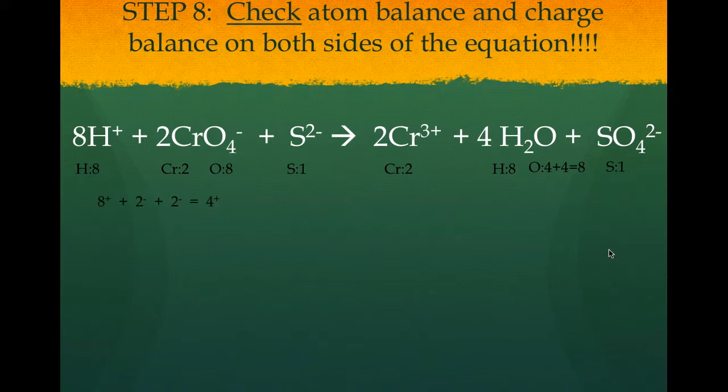The last thing we need to check are the charges. So we have an 8 plus, a 2 minus, plus a 2 minus, which gives us a 4 plus. And on this side, we have a 6 plus, water is neutral, plus a 2 minus with our sulfate, which also gives us a 4 plus. So we are balanced. Hopefully you're getting comfortable with these steps.